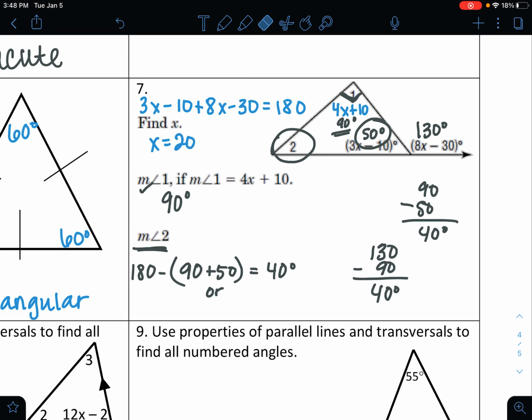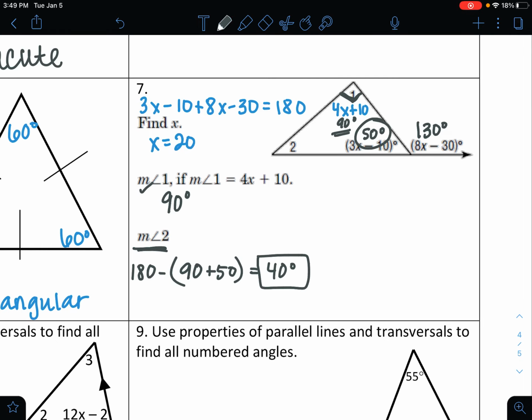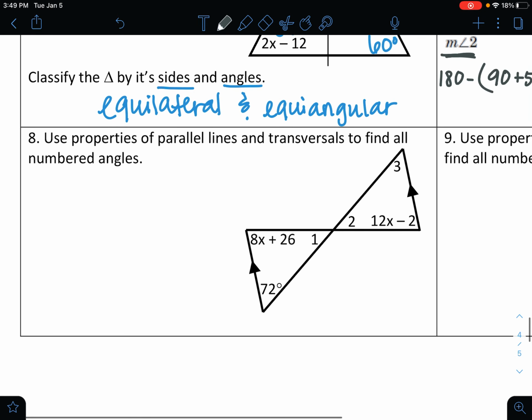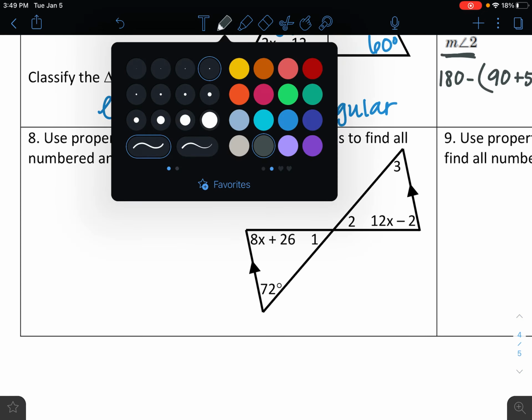So again, you have options. If I'm overwhelming you, I'm sorry, but I do just want you to know that you have options. Okay? Whichever one you pick, just make sure it works. Okay. Almost done, y'all. Number 8, use properties of parallel lines and transversals to find all numbered angles.